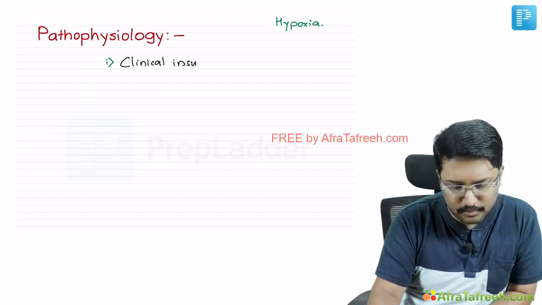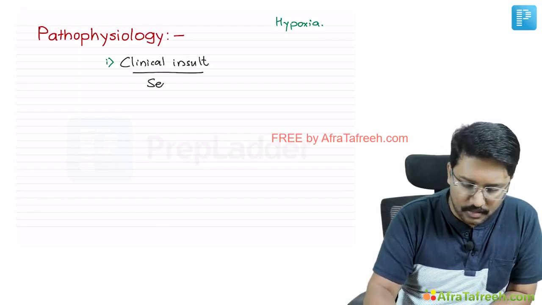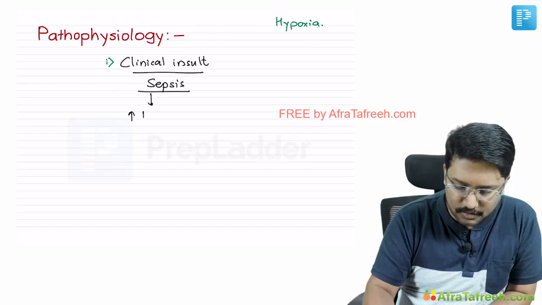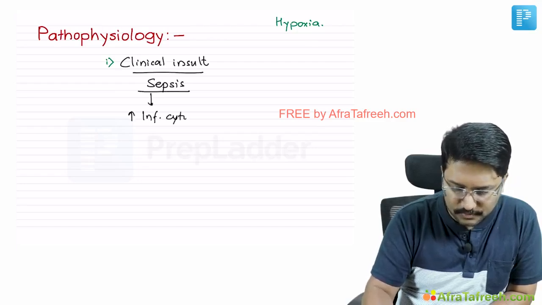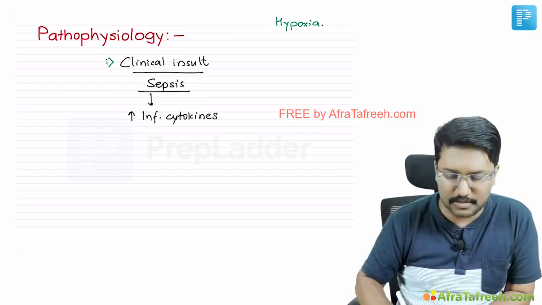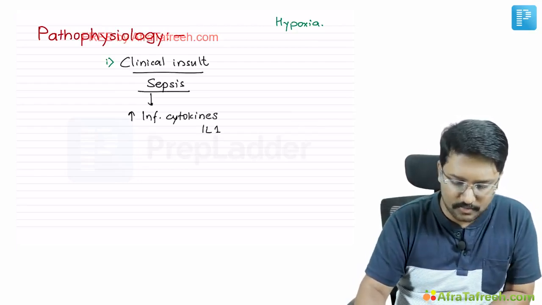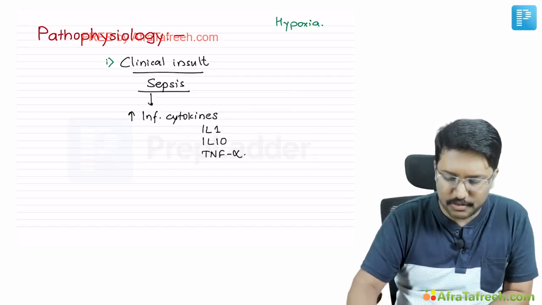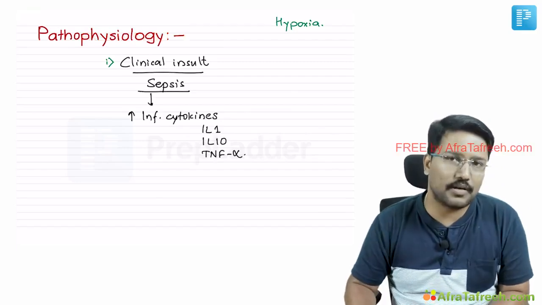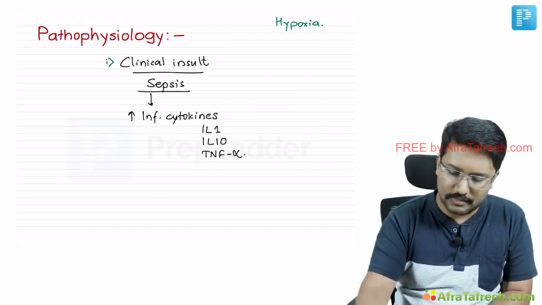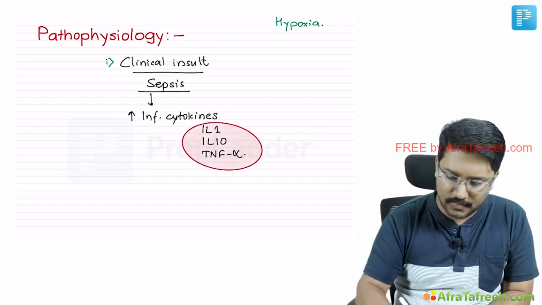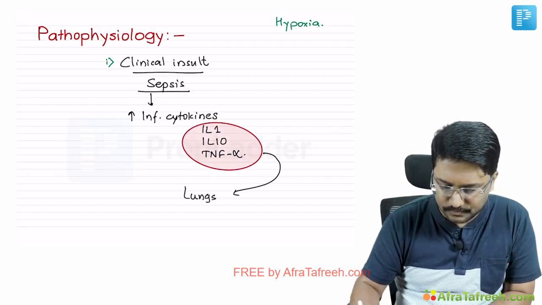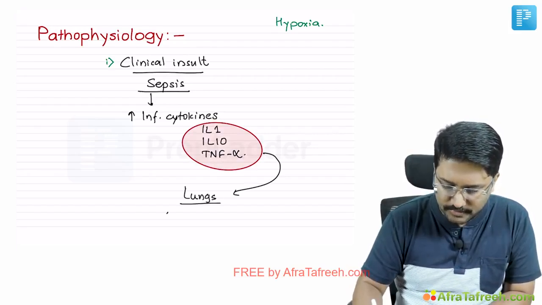Now, I am taking an example of sepsis itself. What happens in sepsis? In sepsis, there is increased production of inflammatory cytokines, like interleukin 1 or interleukin 10, TNF alpha. So these are the inflammatory cytokines which are upregulated or produced in large quantities in patients with sepsis. Now, all these inflammatory cytokines can be delivered to the lungs through circulation, and at the level of lungs, what will they cause? Obviously they will cause inflammation.